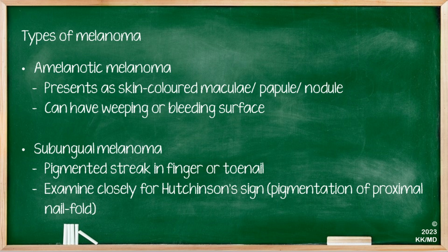The fifth type is amelanotic melanoma, and this presents as skin-coloured macules, papules, or nodules. These can have a weeping or a bleeding appearance. And the final type are subungual melanomas, which present as pigmented streaks in a finger or toenail. It's important to examine closely for Hutchinson's sign, which is the pigmentation of the proximal nail fold.